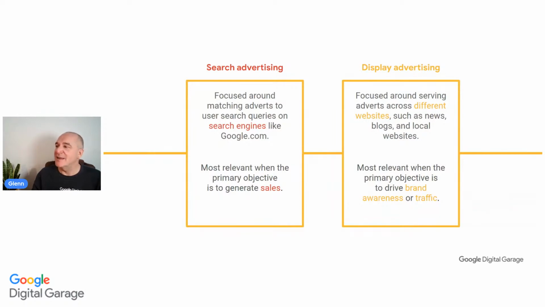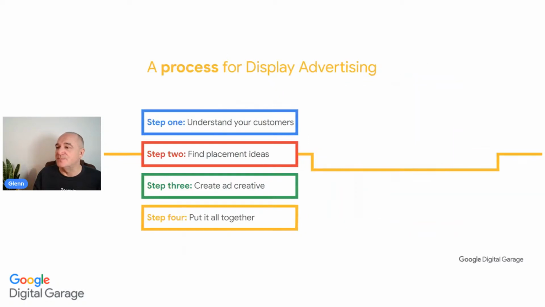Display advertising: you serve your adverts across different websites that you can help to choose because you think your audience will probably be there, and thus it will be relevant to them. You can use news blogs, local websites, whatever you think is appropriate. So for Paulie, maybe that is going to be a local food directory. They're relevant when your objective, your business goal, is to drive brand awareness or traffic through to your website for people to perhaps then order from you as a result.